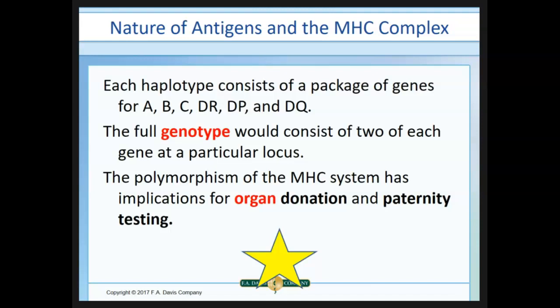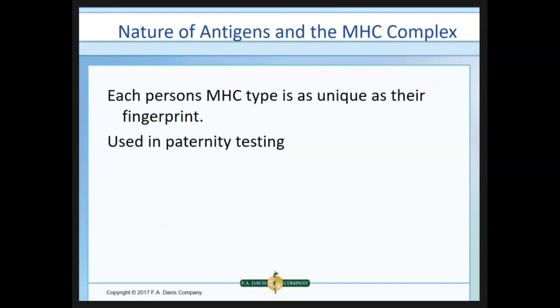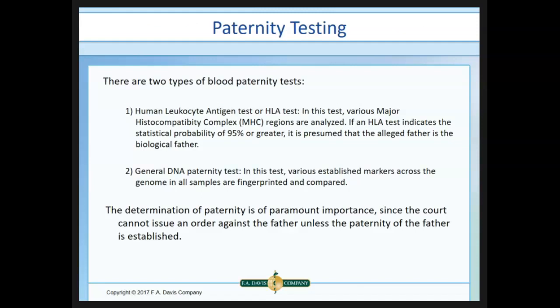The polymorphism of the MHC system has implications for organ donation and paternity testing, and I'm fixing to give you an example of what that means. So each person's MHC type is as unique as their fingerprint. That's the point that we're getting to. And this can be used in paternity testing as well. This is what's used in organ donation matches as well, these MHC types.